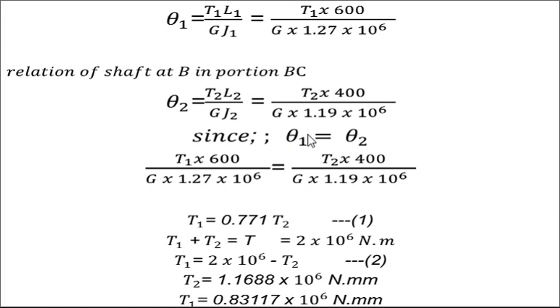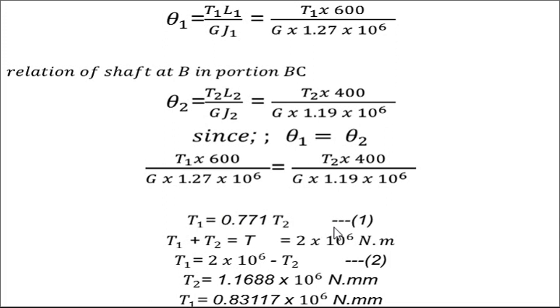So you can use this and equate both of these equations, theta 1 and theta 2. You will get it like this. The G, modulus of rigidity, is again the same for both of these portions. So we get the relation T1 is equal to 0.771 T2. So this is equation number 1.